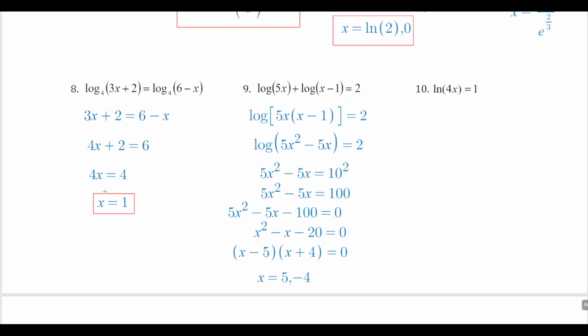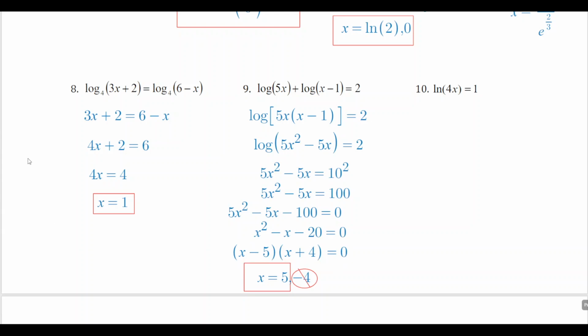So that didn't happen over here with number 8. If I plug in 1, I get a positive and a positive in both of these, so this is going to be a good solution. But for number 9, plugging in 5 works, but negative 4 does not work. So negative 4 is actually going to be a bad solution here. It's going to be what we call extraneous. We're not going to include that in our solution set because it's not in the domain. It causes a domain problem, essentially, inside the logarithmic function.